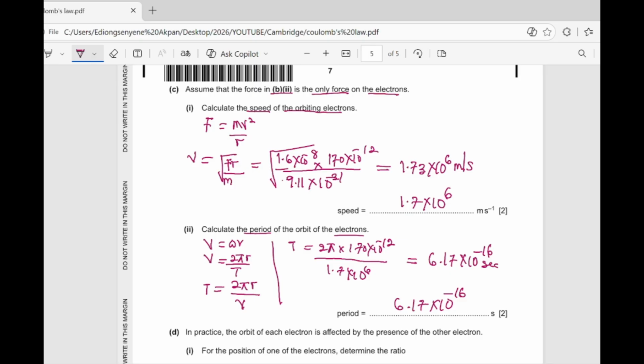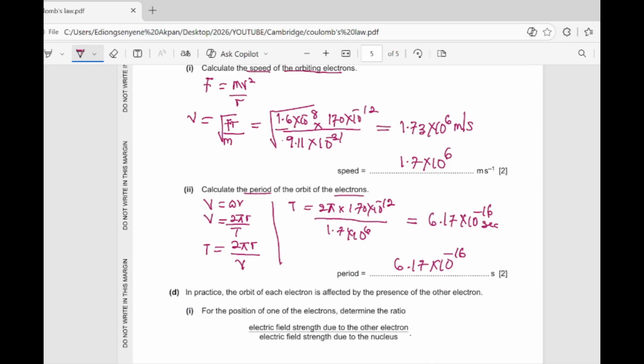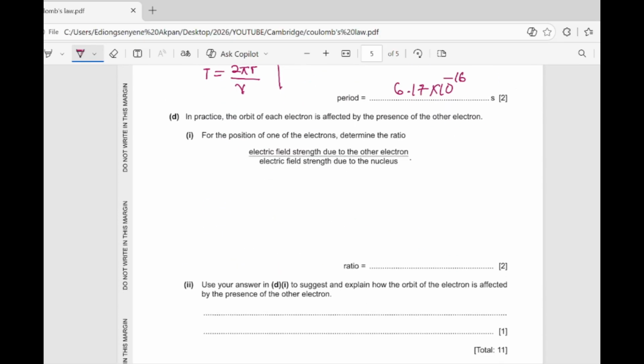This is May/June 2025, paper 4.1, question number 2. The next question: in practice, the orbit of each electron is affected by the presence of the other electron. For the position of one of the electrons, determine the ratio.